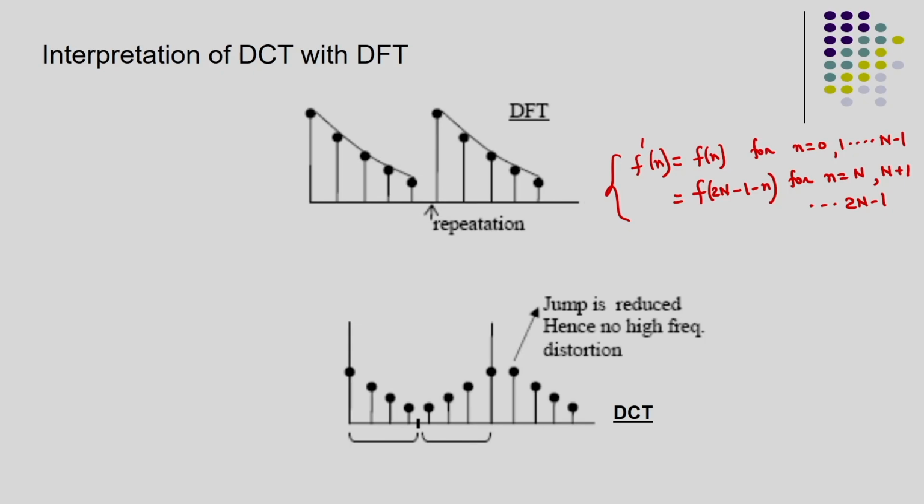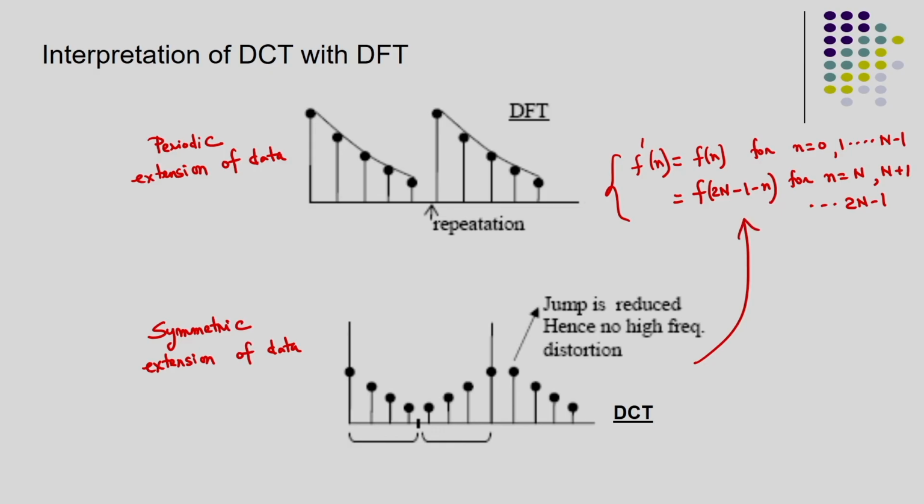The DFT is nothing but the periodic extension of data. This is the case for the DFT. In case of the DCT, if you see the second case, this is nothing but the symmetric extension of data. What I have done here is the symmetric extension of data. So in case of the DFT, it is nothing but the periodic extension of data, but in case of the DCT, I have the symmetric extension of data.